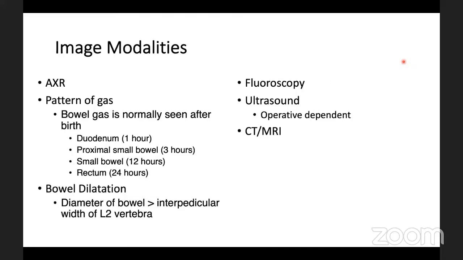Now these are the important things, because for any pediatrician who is sitting in a remote area, the abdominal X-ray is the main investigation that he can do and decide whether this baby needs emergency referral or he can wait for at least 24 hours. The most important is the abdominal X-ray, which is done to look for the pattern of the gas. If you do an abdominal X-ray immediately after birth, it will be gasless. Usually by 1 hour, the gas reaches the duodenum, and by 24 hours, it reaches the rectum.